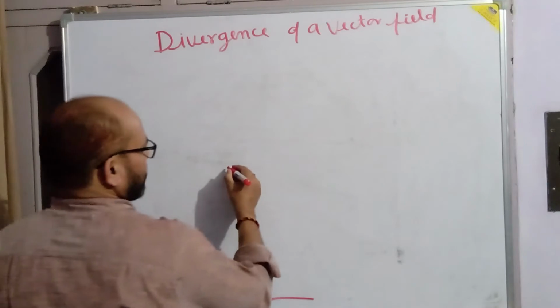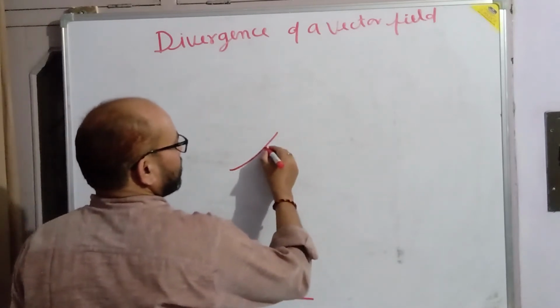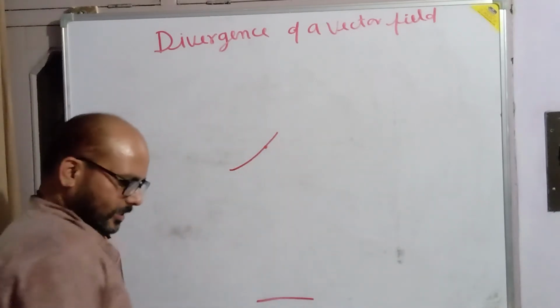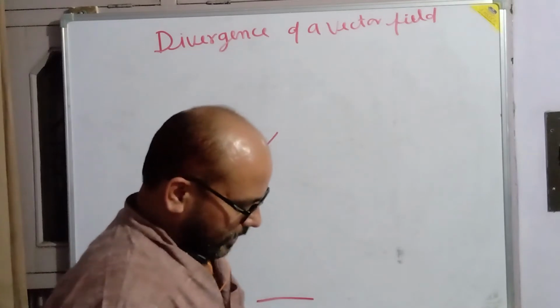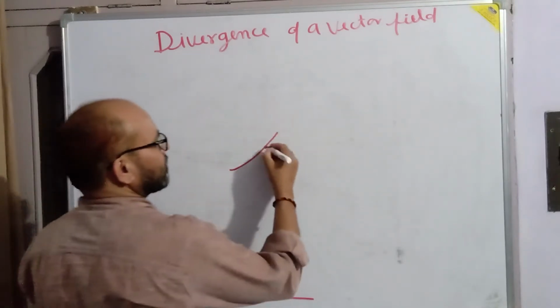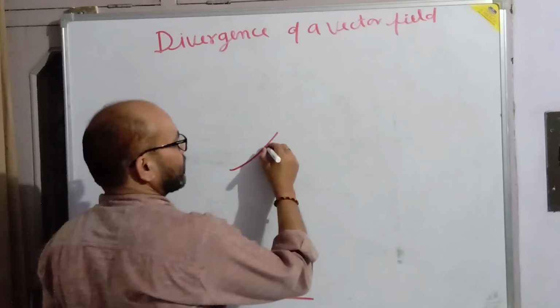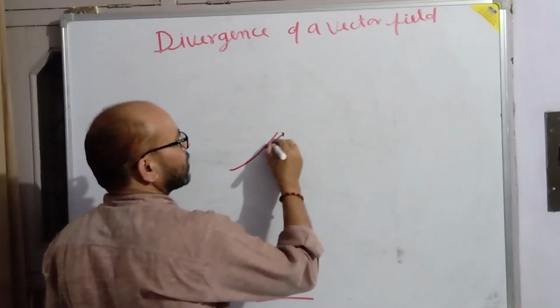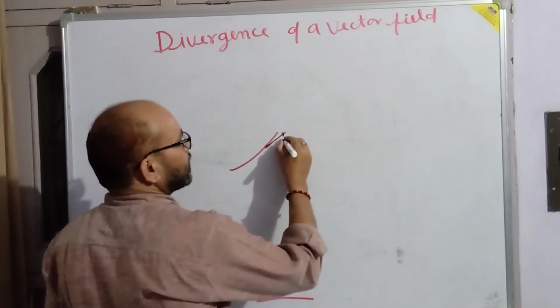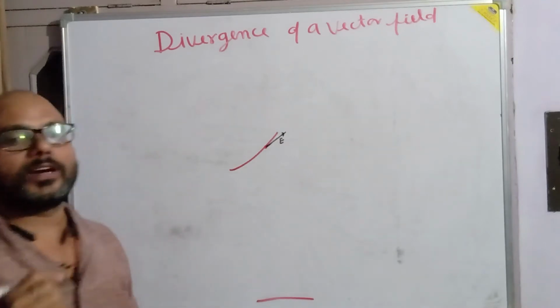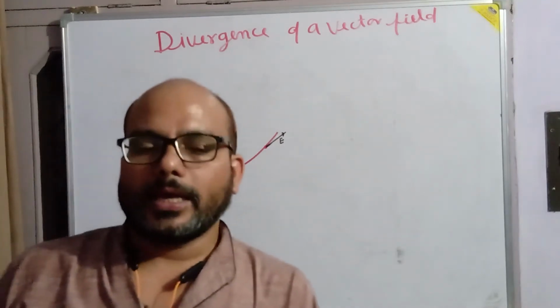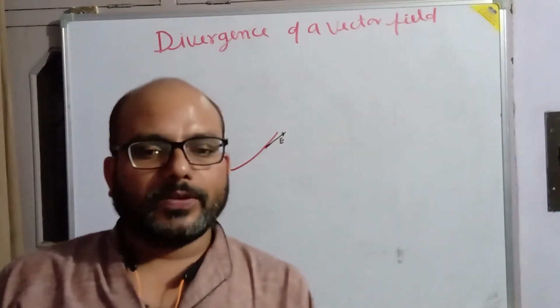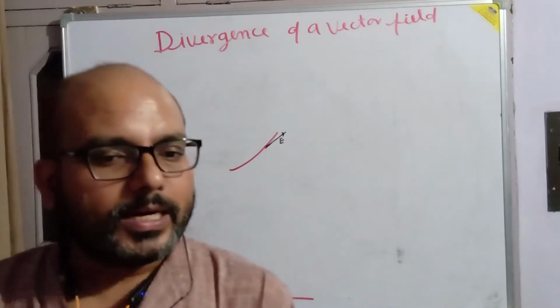Suppose here we have a wire, and plus q coulomb charge is uniformly distributed on it. What is the direction of the electric field? Here we draw the tangential line. This line is known as the direction of the electric field vector. This is how we draw the area vector, electric field vector, magnetic field vector, etc.